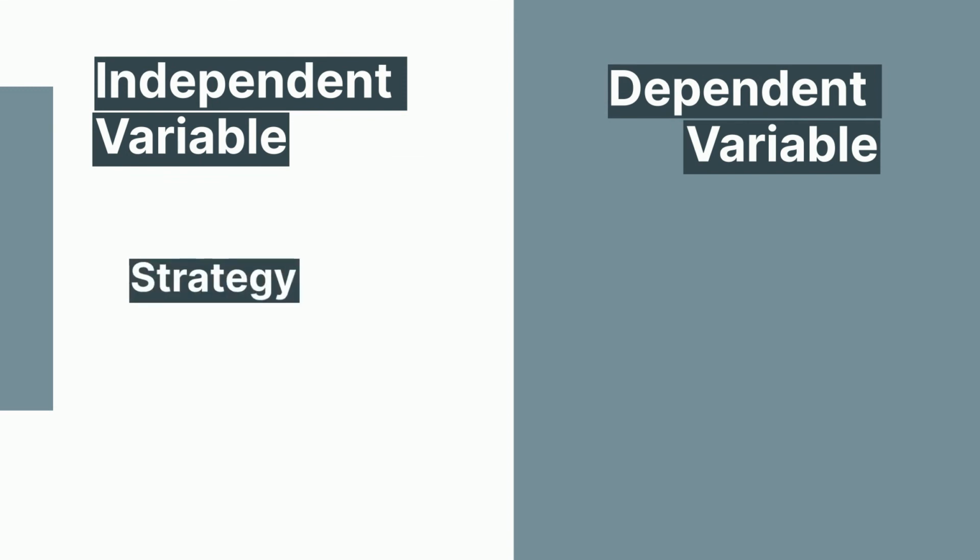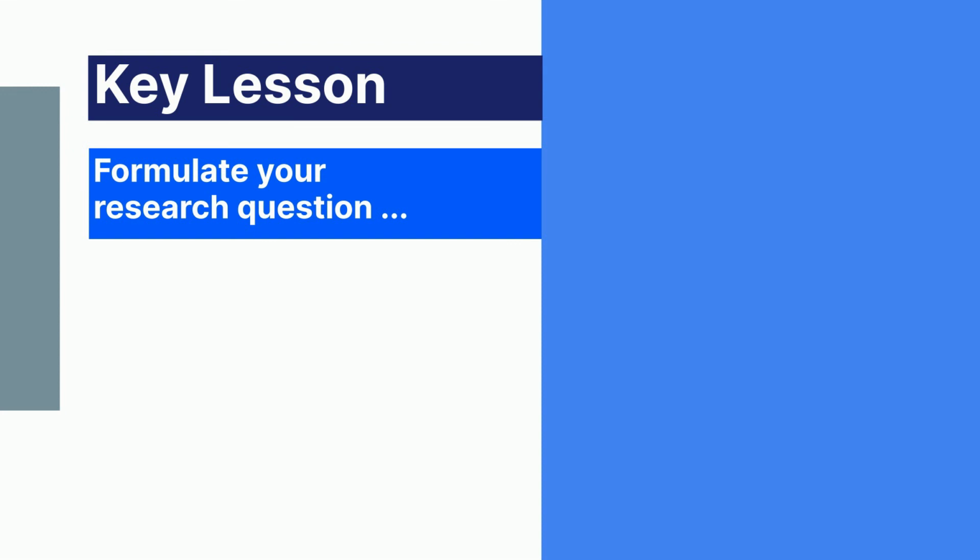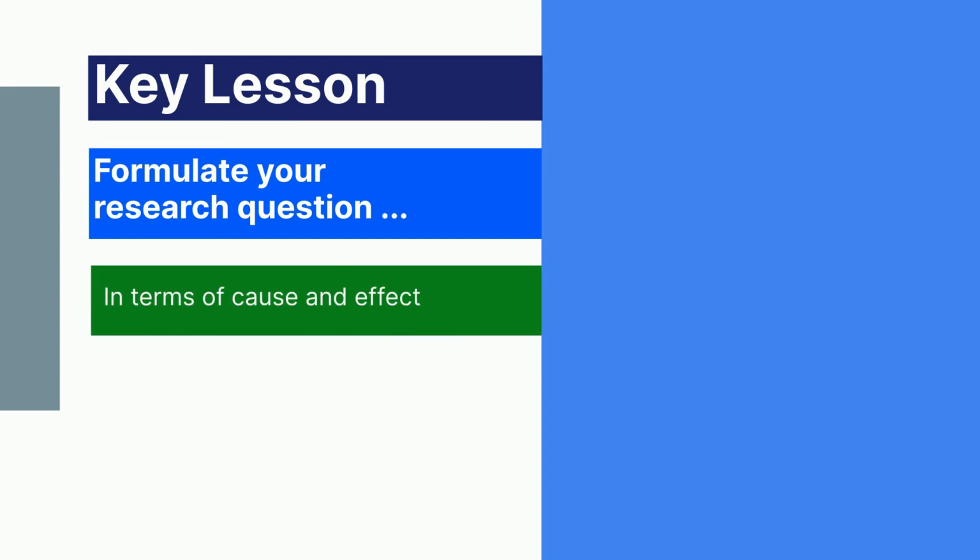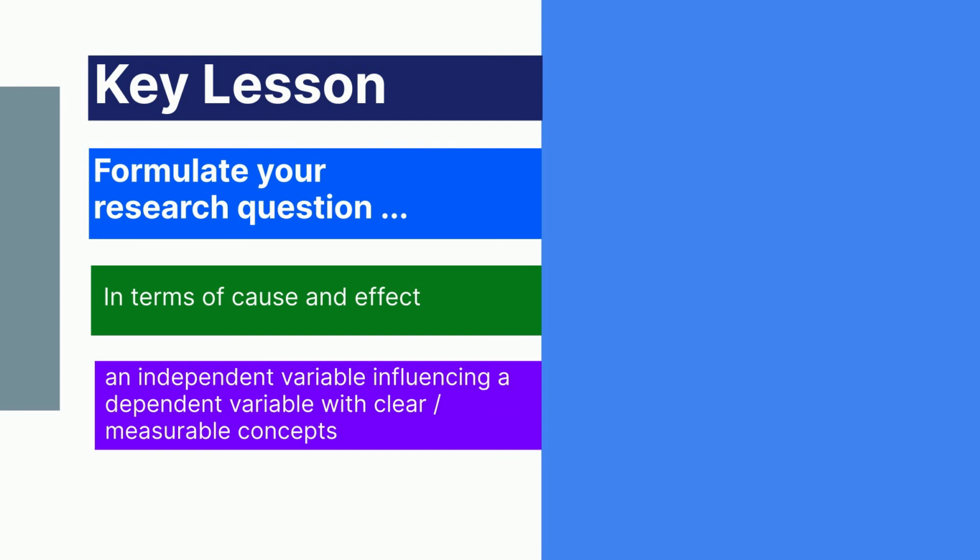And again, this follows the general template. In this case, the independent variable is strategy X versus strategy Y, and the dependent variable is the sales. And we're wondering whether the choice of strategy has any influence on sales. Okay, so the key lessons of this video are, formulate your research question in terms of cause and effect. And that essentially means that you want to formulate it in terms of an independent variable influencing a dependent variable. And you also want to make sure that you use clear measurable concepts so that for both the independent variable and the dependent variable it is, at least in theory, clear how you could measure that in principle.